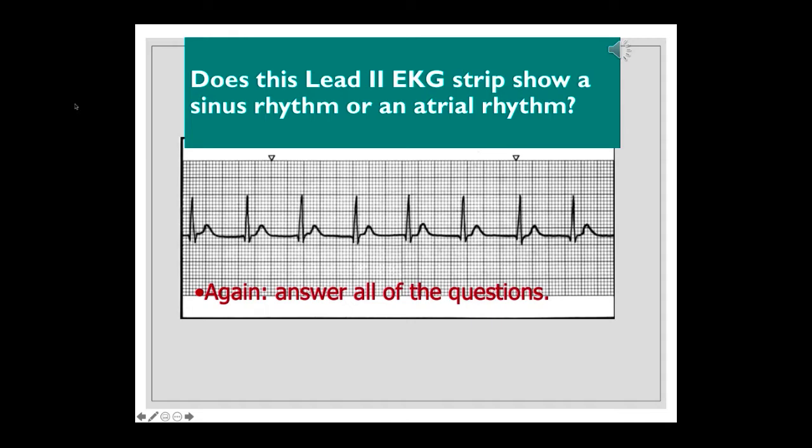Now look at this EKG rhythm in lead 2. Answer all the questions. Does it look like a sinus rhythm? Does it look like an atrial rhythm? Go through your questions to determine which it may be.